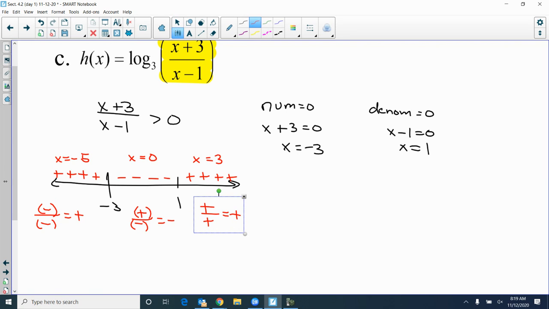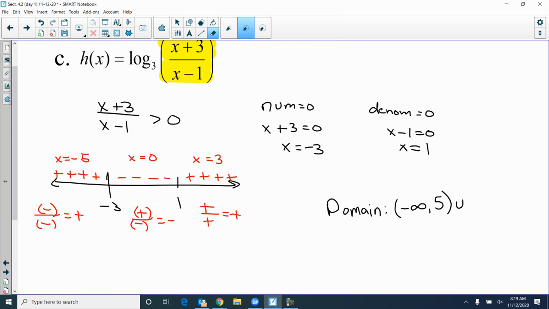So my domain is going to be from -infinity to -3, union 1 to infinity. Sorry, I said +5 at first, but that's -3, the breakpoint. All right, that's back to those rational functions we did not too long ago. All right, kind of the introduction to logs.